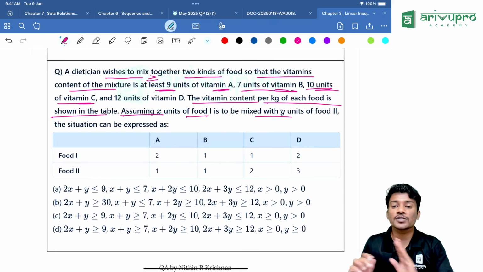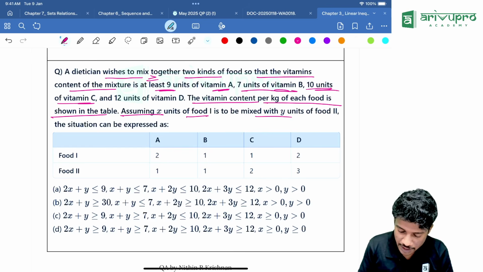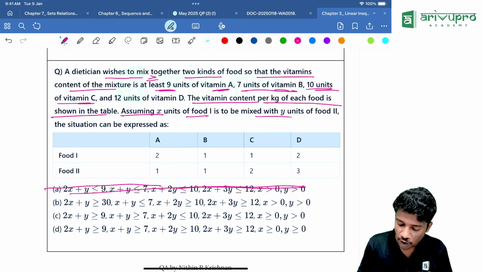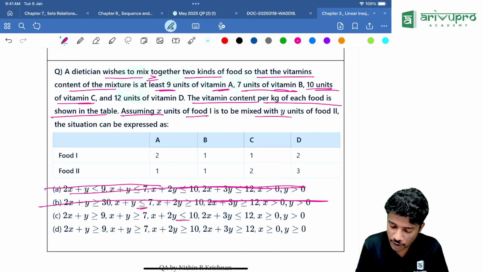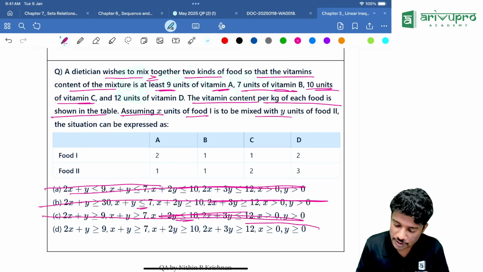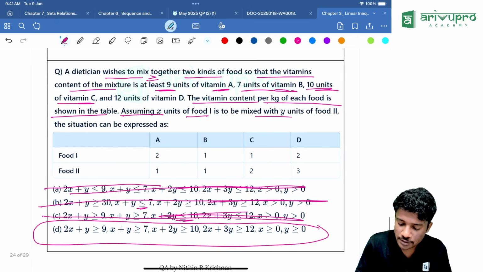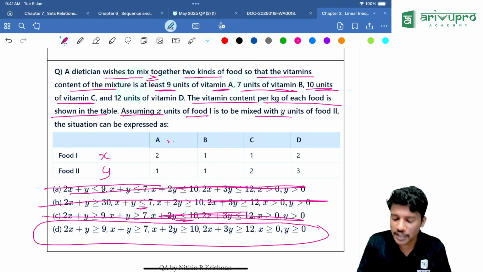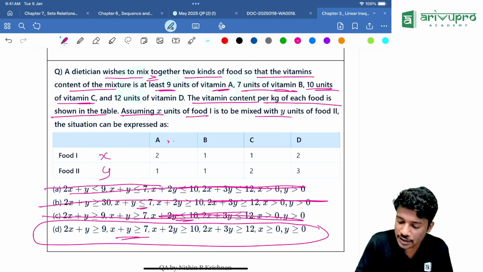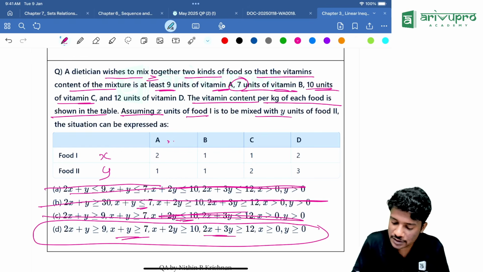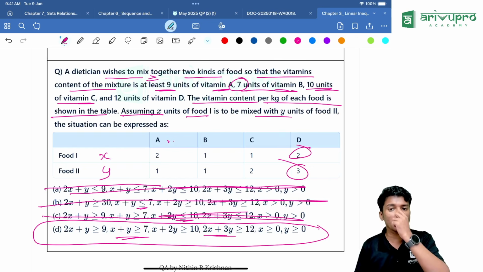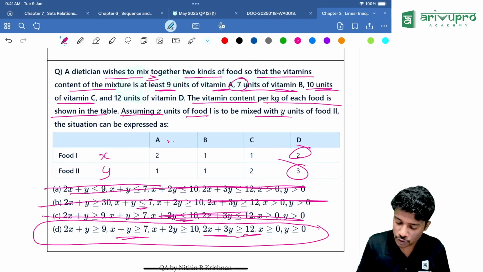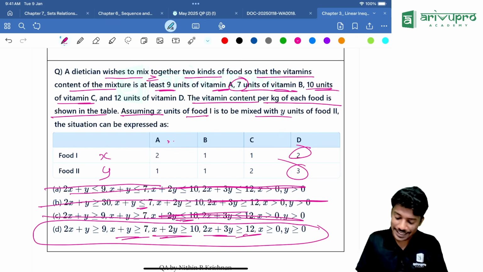It should be at least, so a less than or equal to sign is not possible anywhere. In option A, everything is less than, so it is not possible. In option B, one less than sign is there, not possible. In option C, one less than sign is there, not possible. What is the answer? Option D. 2x plus y should be greater than or equal to 9. x plus y greater than or equal to 7. 2x plus 3y greater than or equal to 12. x plus 2y greater than or equal to 10.